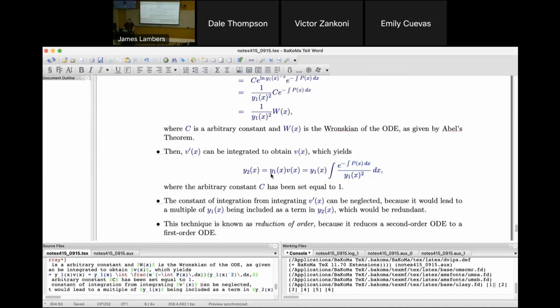So this method that I've shown you is called reduction of order because you have a solution already, y1. You use your knowledge of that solution to obtain an ODE of lower order. So you're working with a second order ODE, you're trying to find solutions to this. You end up being able to solve a first order ODE to obtain a formula for your second solution. Any questions about how this formula was arrived at?